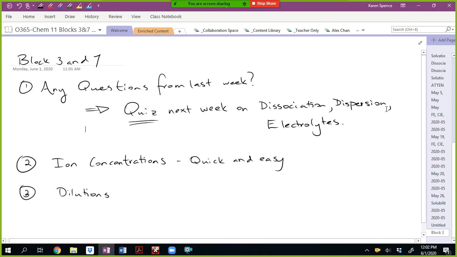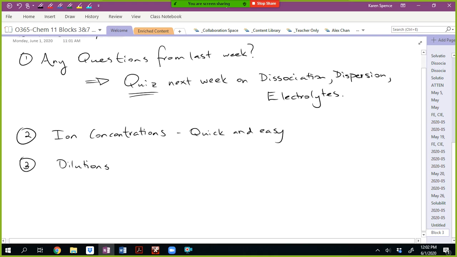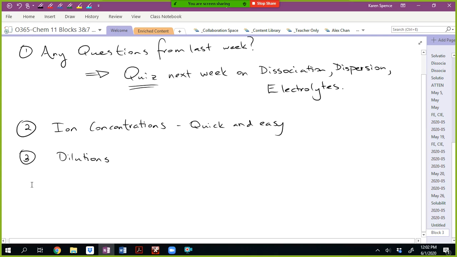Anyway, today we're going to be looking at ion concentrations. It's really quick and easy. And we'll also be looking at dilutions. So let's start with ion concentrations.